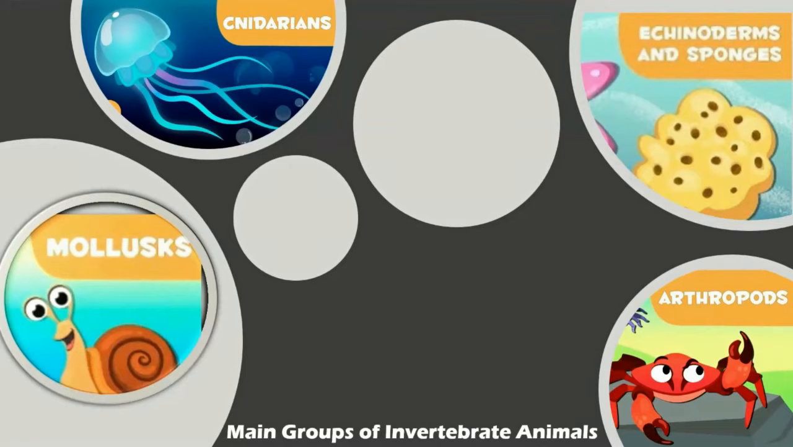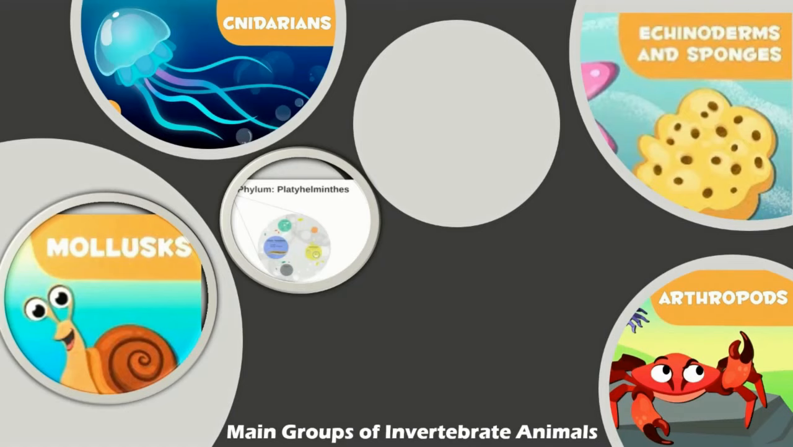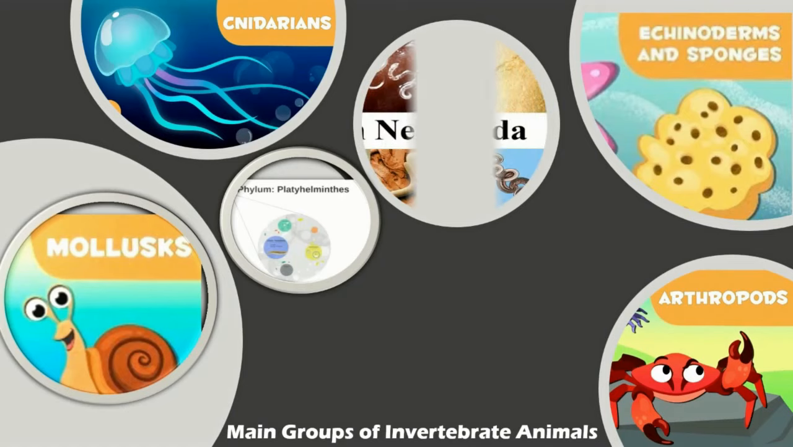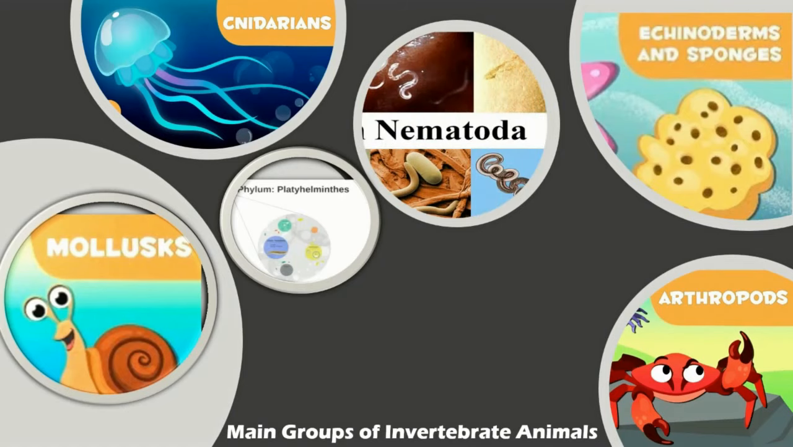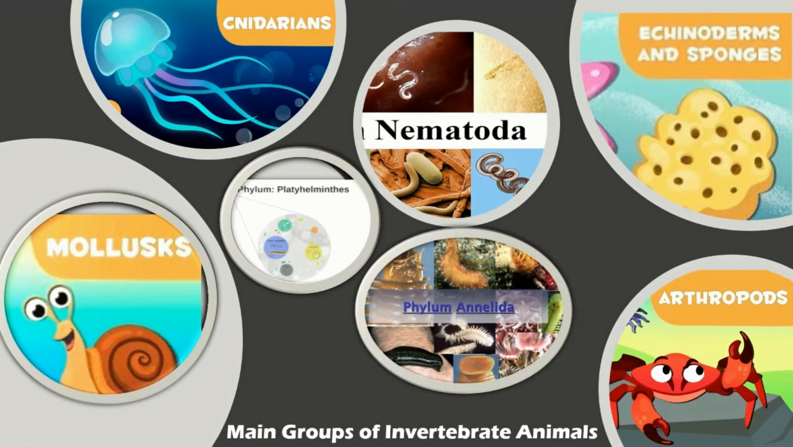And worms are subdivided again into three classifications. We have the platyhelminthes or the flatworms. We have the nematodes or the roundworms. And we have the annelids or segmented worms.